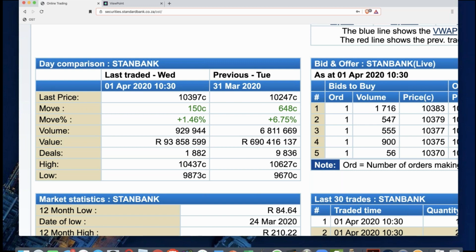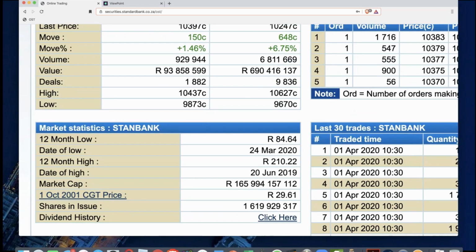It gives you a daily comparison for today, or the last trading day if it's not currently a trading day. It's showing you, so for 1st of April 10:30, so 2 minutes ago as I clicked through, the price, the move both in cents and percentages, volume and value, deals, and the high and the low. It also shows you the previous trading day for the same data. So it just gives you a quick snapshot of essentially today and yesterday. Of course, if you were looking at this on the weekend, for example, it would show you Friday and Thursday as the 2 previous days.